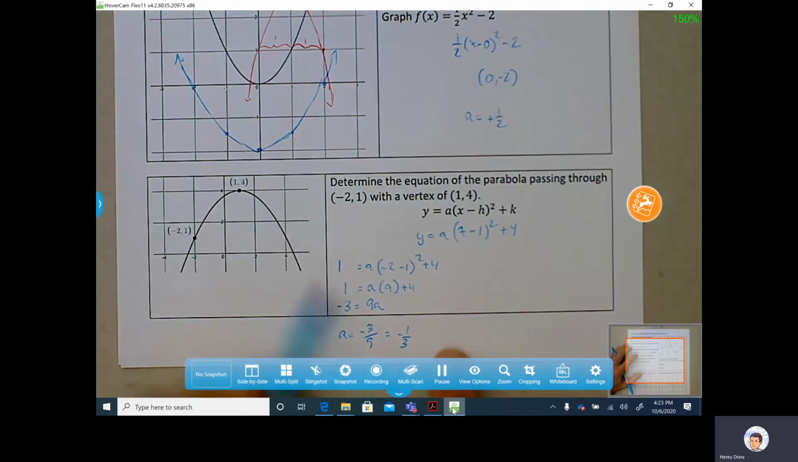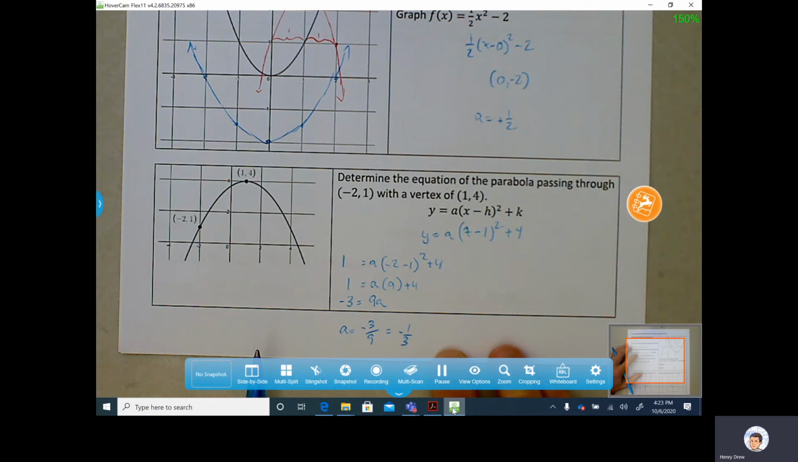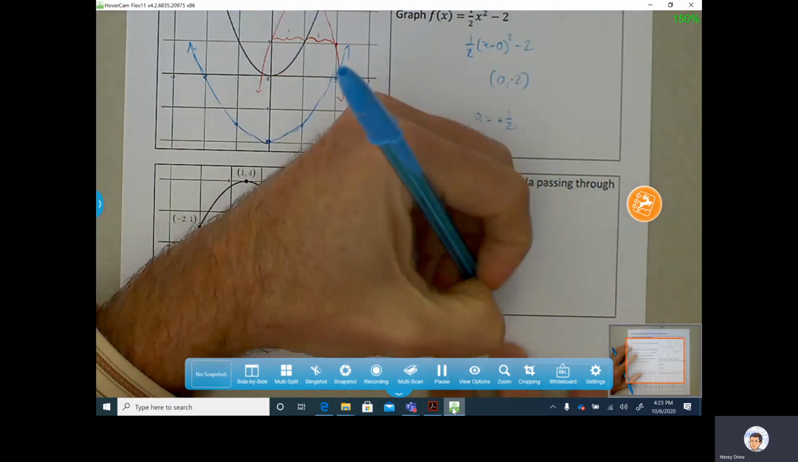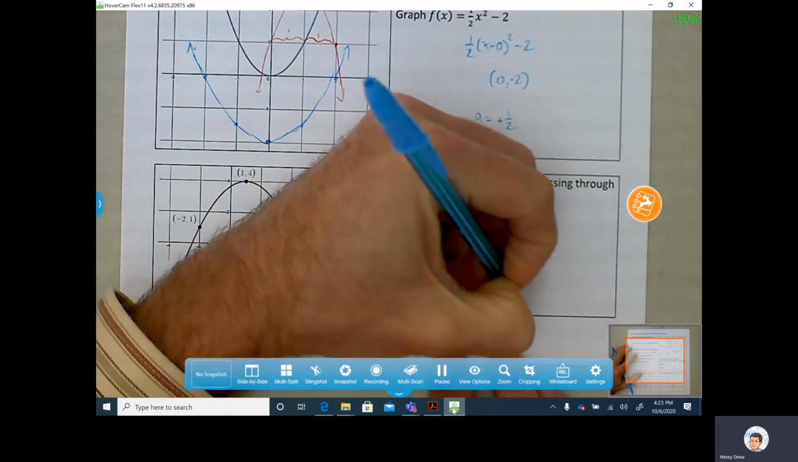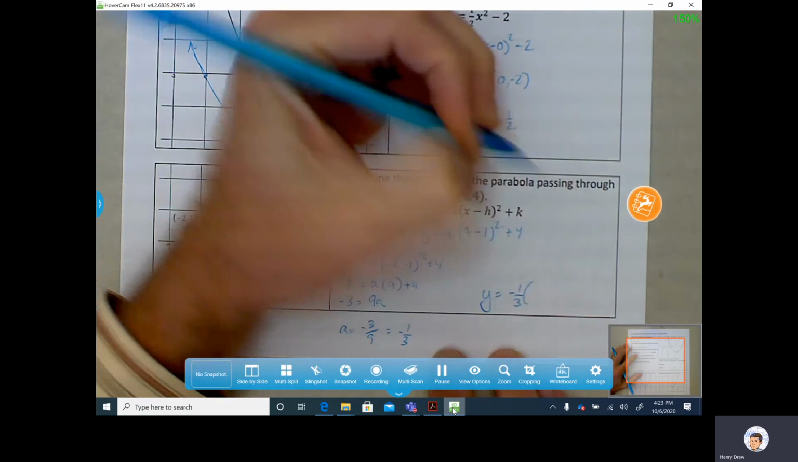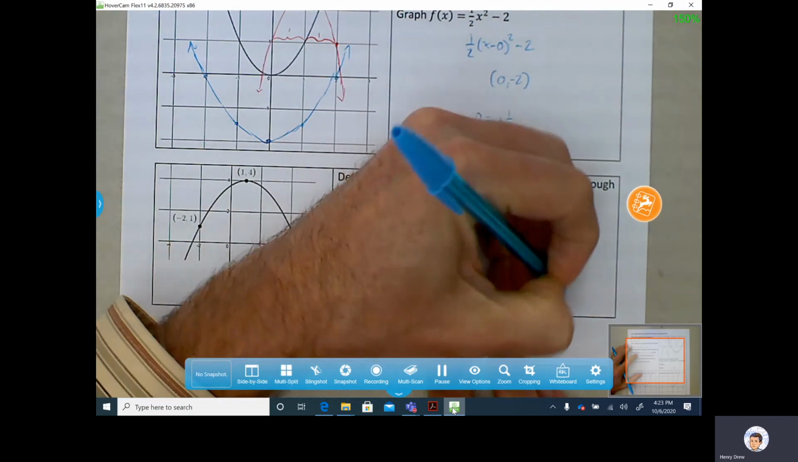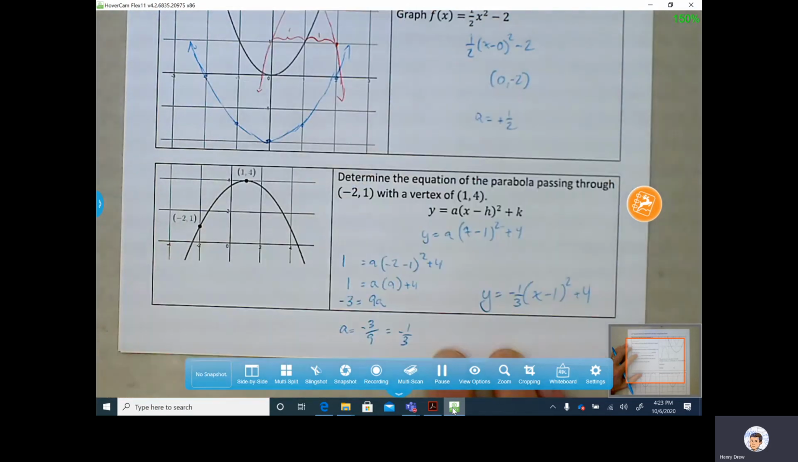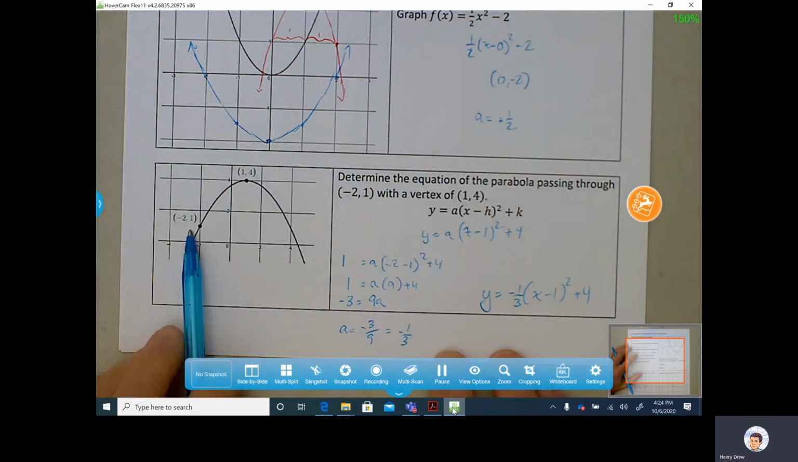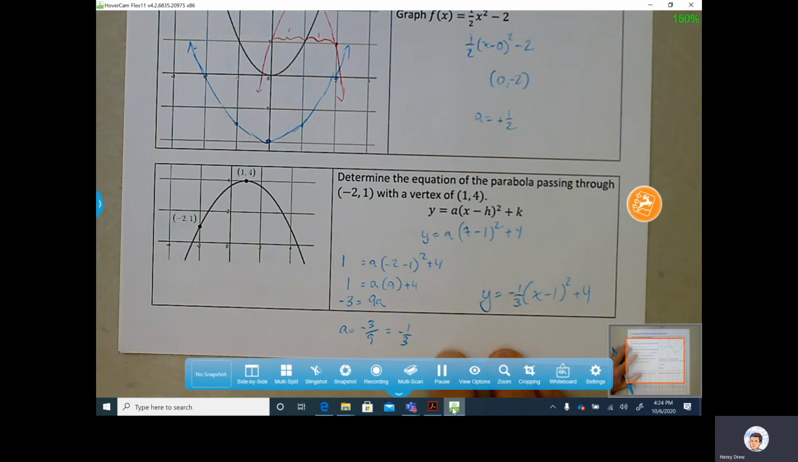I feel pretty good about that because we're oriented upside down, and if this is drawn well, it does seem a little bit wider than the parent function. Our final answer should be negative 1/3 times (x minus 1) squared plus 4. We're welcome to plug in any values for x now and see what comes out for y, including, if you like, negative 2. I would challenge you to plug in a negative 2 and see if you come out with a positive 1.